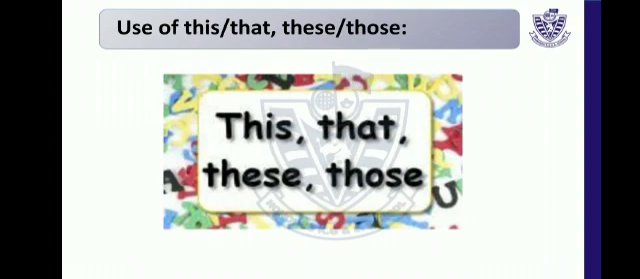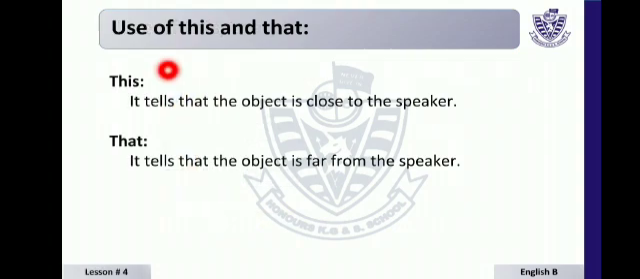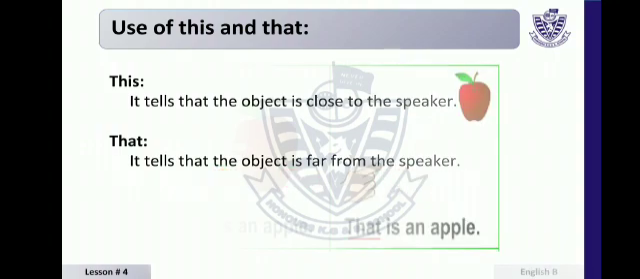Now let's start use of this, that, these and those. Use of this and that. This tells that the object is close to the speaker. That tells that the object is far from the speaker.